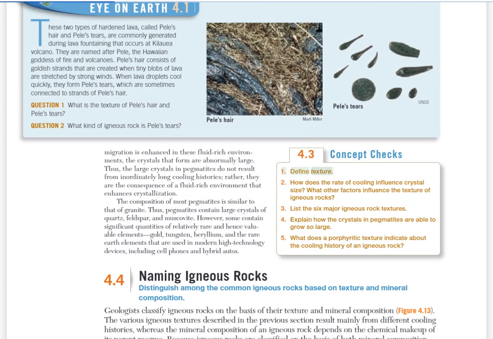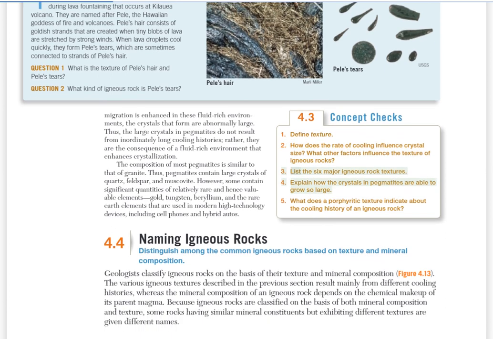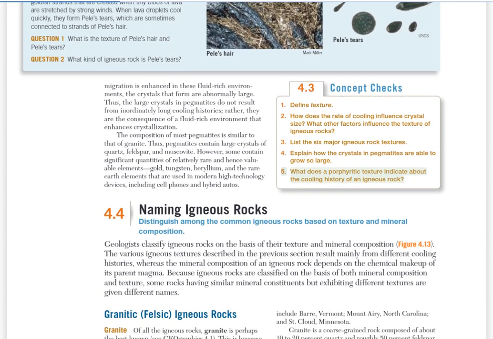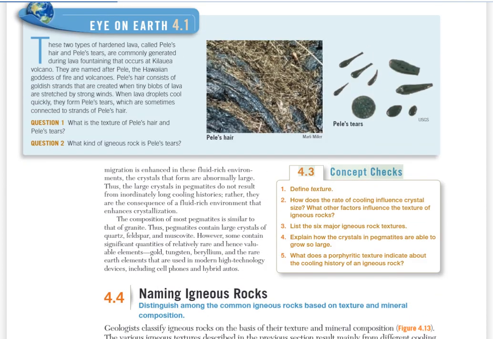1. Define texture. 2. How does the rate of cooling influence crystal size? What other factors influence the texture of igneous rocks? 3. List the 6 major igneous rock textures. 4. Explain how the crystals in pegmatites are able to grow so large. 5. What does a porphyritic texture indicate about the cooling history of an igneous rock? 4.3 Concept checks.